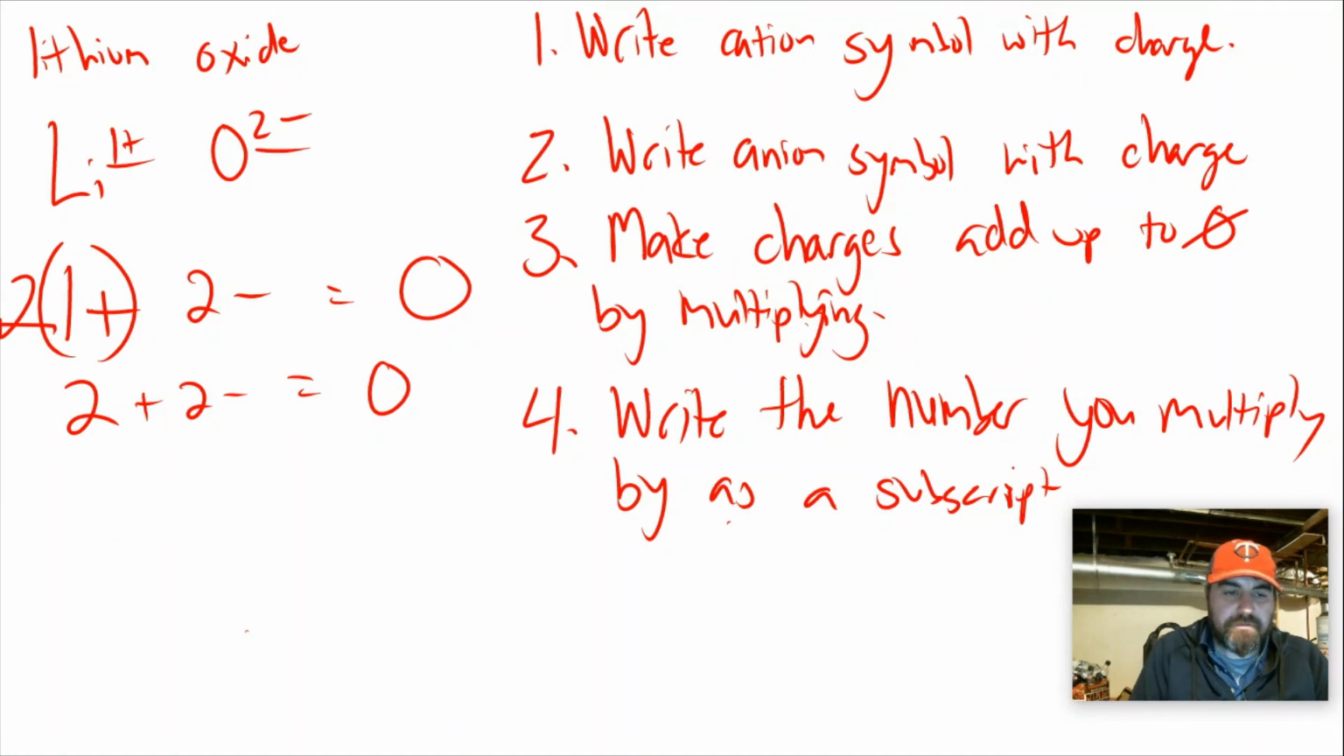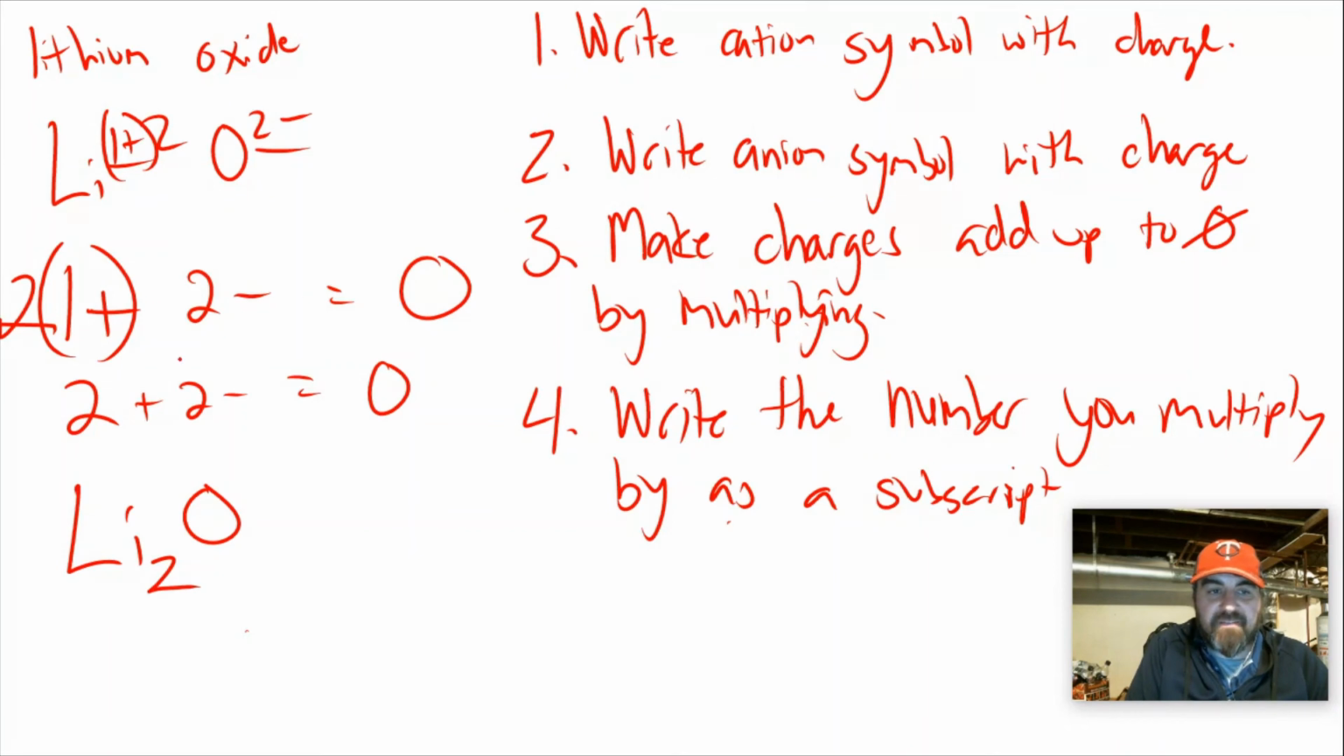So here's what we do. We multiply the Li by 2, so we put Li2O, because we didn't multiply the oxygen by anything, so we ignore it. Li2O. What we did was we multiplied the lithium by 2 so that it balanced out with the oxygen, which is -2.